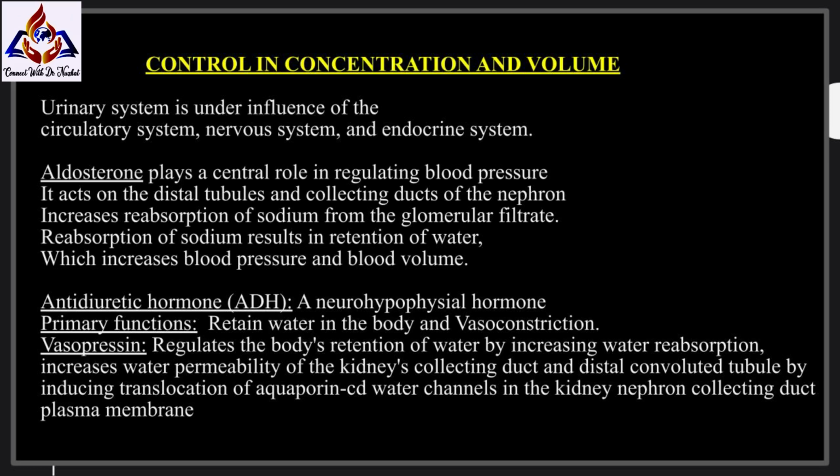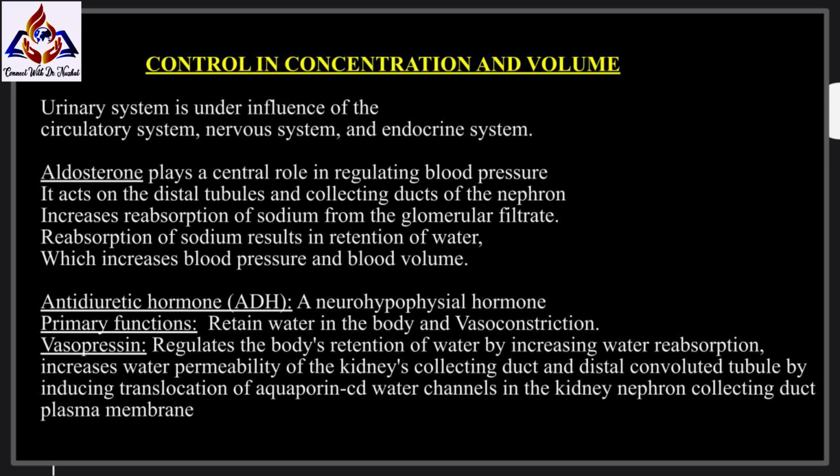The urinary system is under the influence of the circulatory system, nervous system, and endocrine system. Aldosterone plays a central role in regulating blood pressure through its effect on the kidney. It acts on the distal tubules and collecting ducts of the nephron, increasing reabsorption of sodium from the glomerular filtrate. Reabsorption of sodium results in retention of water, which increases blood pressure and blood volume.